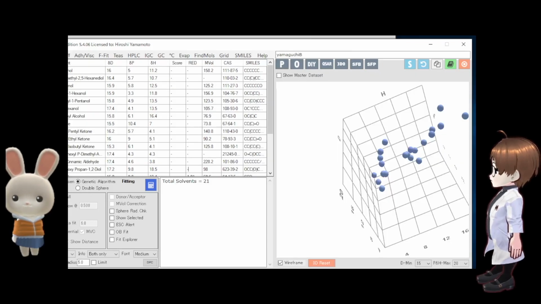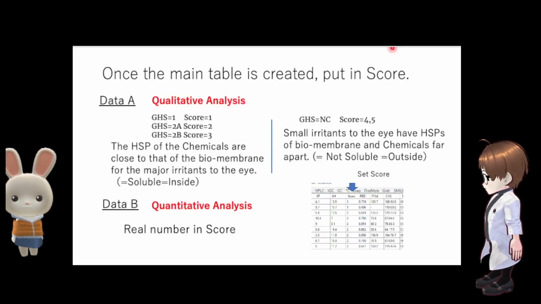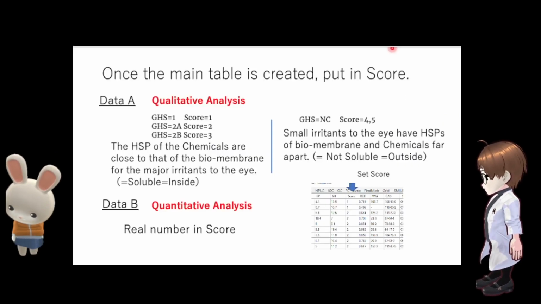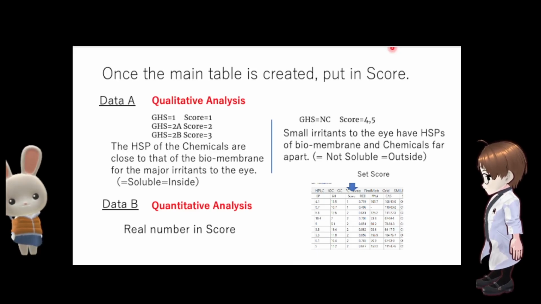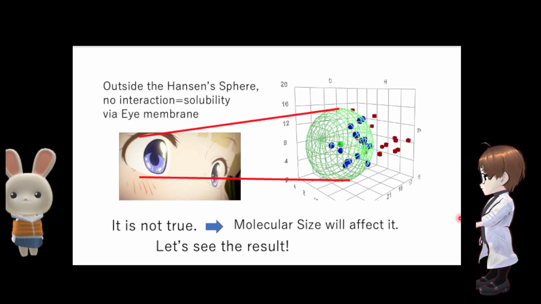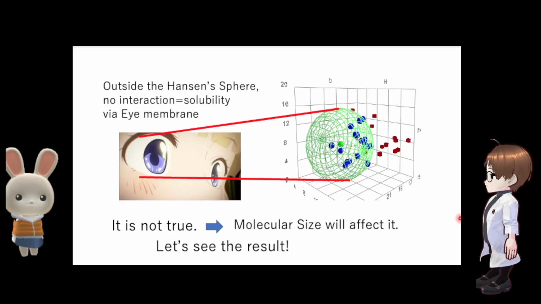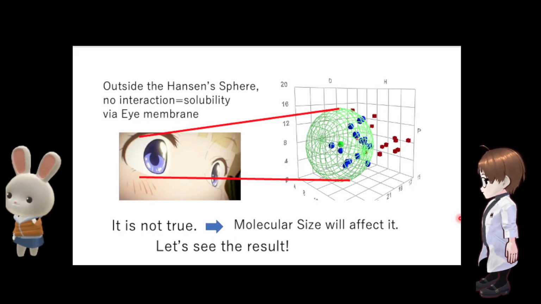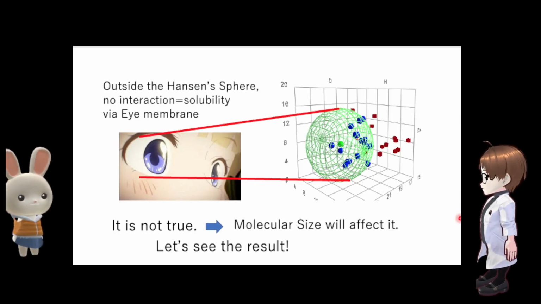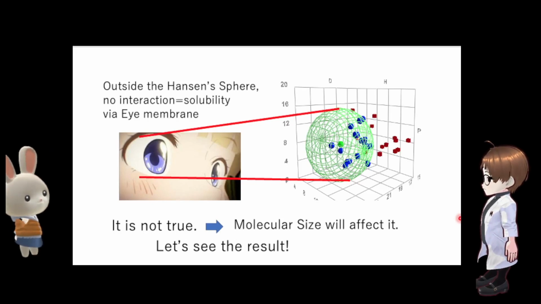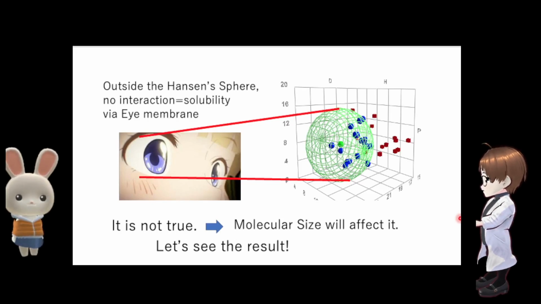Once the main table is ready, enter the score. When using qualitative methods, we will use the GHS classification. If the HSP of the compound is close to the membrane of the eye, the compound is soluble and therefore irritating. If the compound is far from the eye membrane, the compound does not dissolve and is not irritating. This is not correct because it ignores the size of the molecule, but let's see how much can be explained by the solubility parameter value alone.